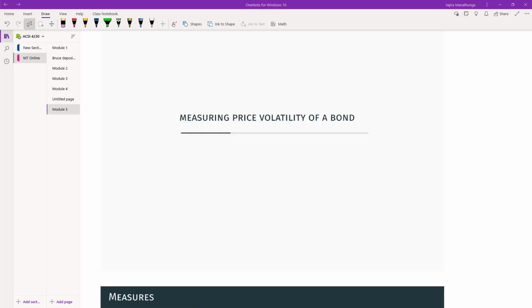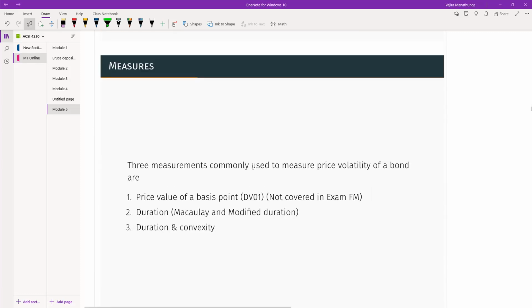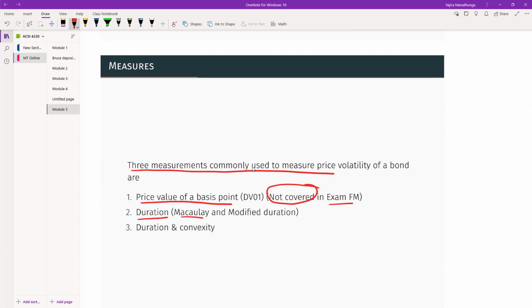So in this video, we are going to talk about duration. The main topic is measuring price volatility of a bond. There are several approaches for that. The three measurements commonly used to measure price volatility are DV01, price value of a basis point, which is not covered in exam FM, the duration, which has two types, Macaulay and modified, and actually they are connected, and then the convexity.